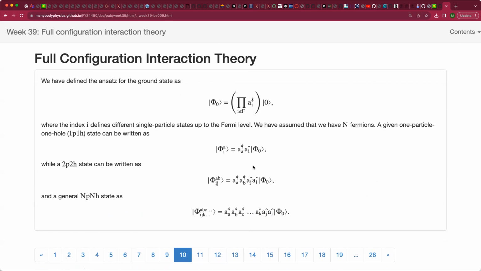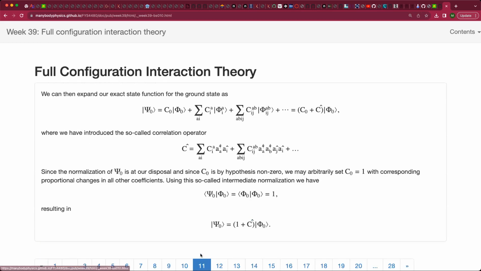This kind of formalism which we introduced, where we have a general ground state which is now defined in terms of these creation operators, and then we have a one particle one hole state, a two particle two hole state, and then we have n particle n hole states, and these are all represented by these types of creation and annihilation operators. And then what we did was to expand the ground state wave function, the exact one.